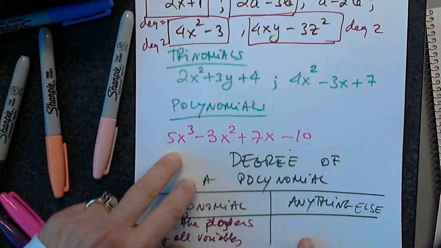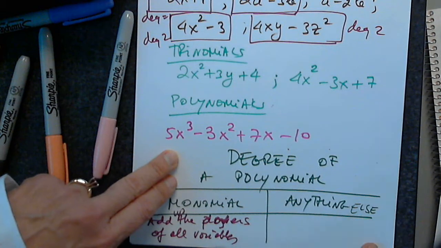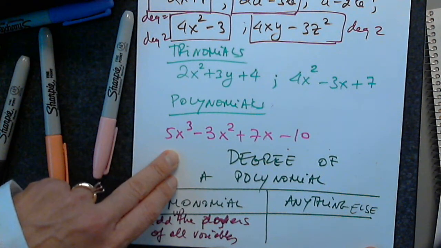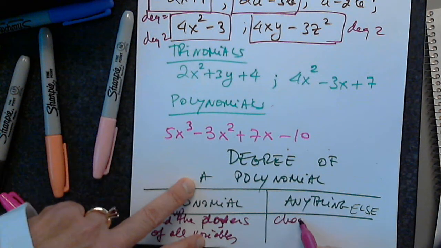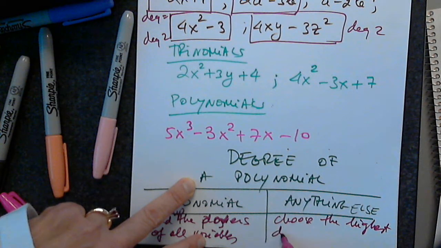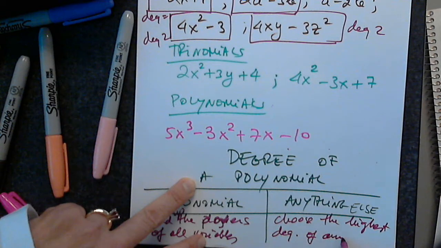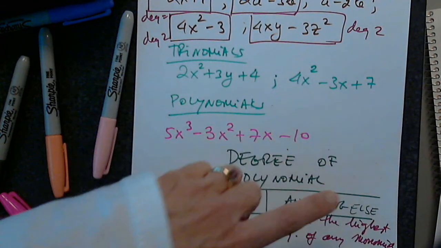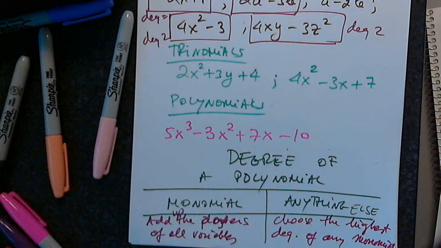So this is how we determine the degree of a polynomial. We choose the highest degree of any monomial. So in other words, when I find the degree of a polynomial, I identify the degree of each monomial and I choose the highest.